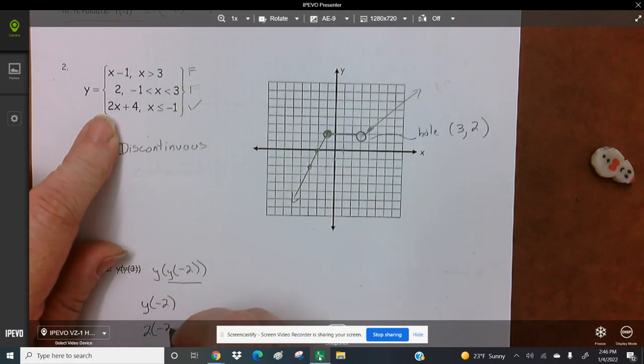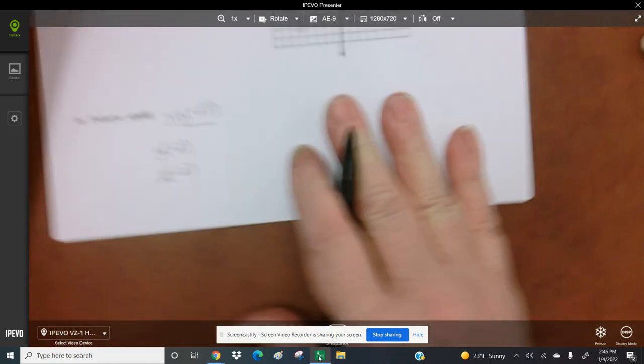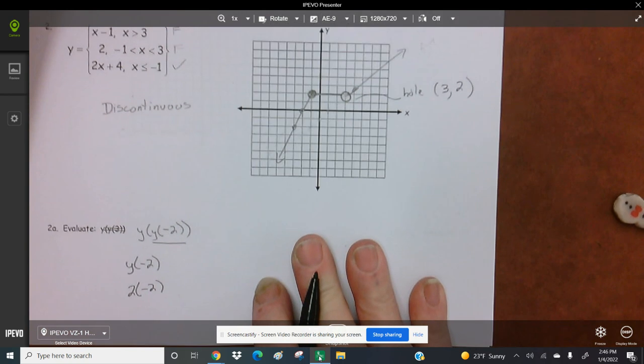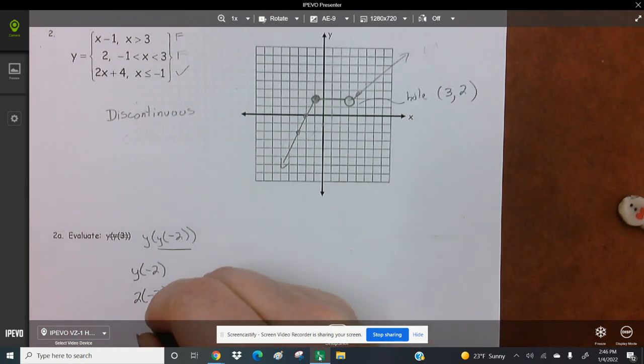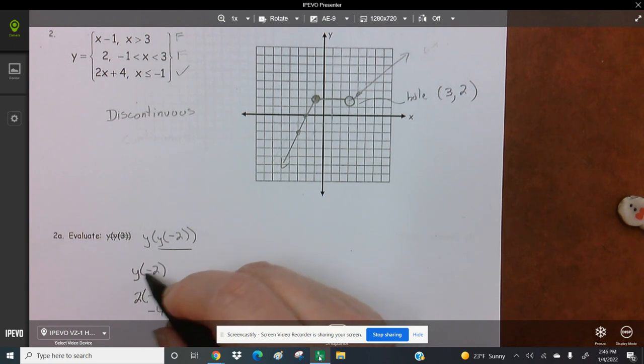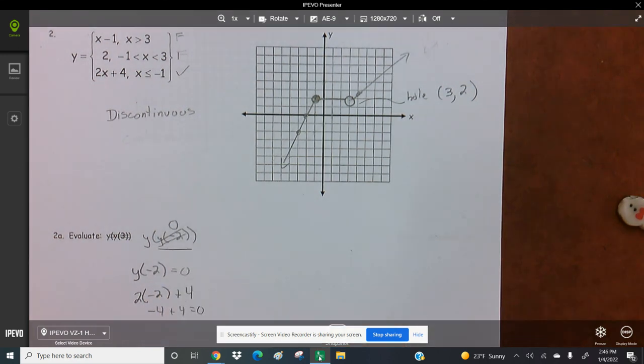So 2 times -2, a little more room here. 2 times -2 plus 4. This would be -4 plus 4, so that's going to equal 0. So y of -2 equals 0. So this tells me that this stuff equals 0.